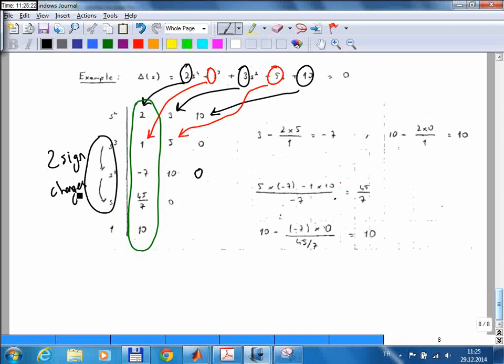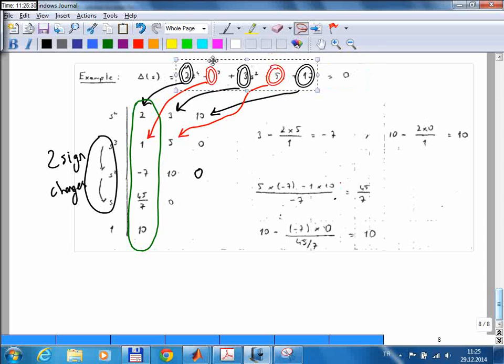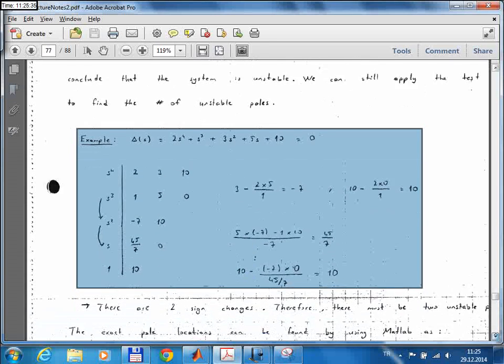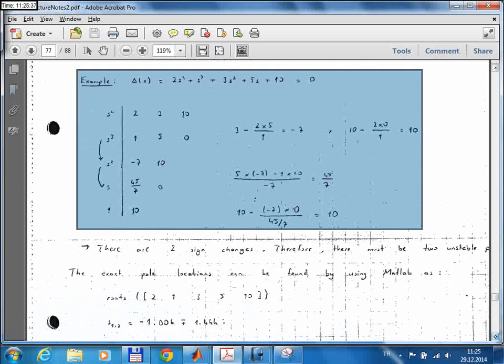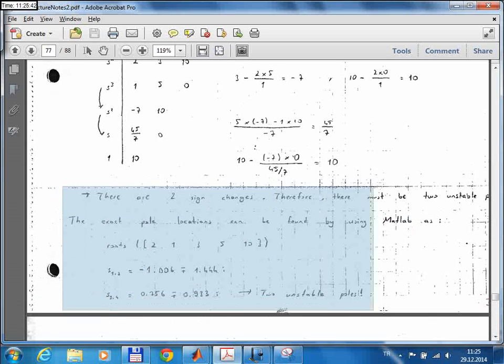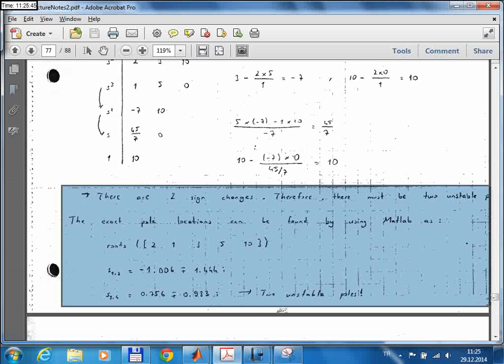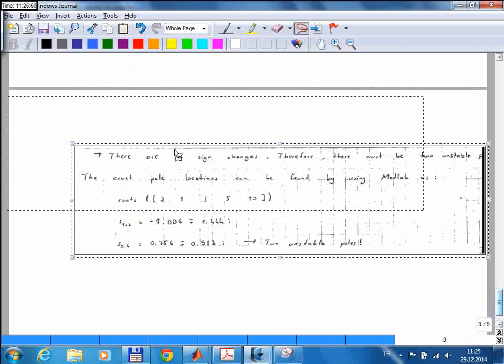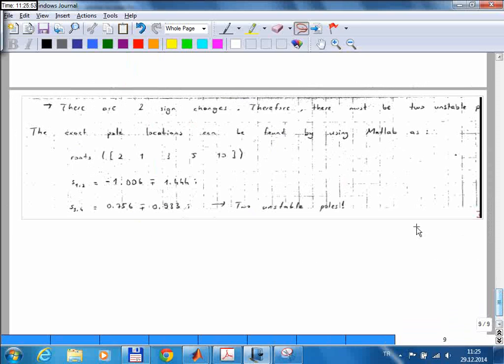So I can say that this fourth order polynomial must have 2 poles on the right hand side. By using MATLAB, we can find out the exact locations of these poles. If you use MATLAB to calculate the poles, you find out that these are the poles of the system, and these are the 2 unstable poles. Okay?